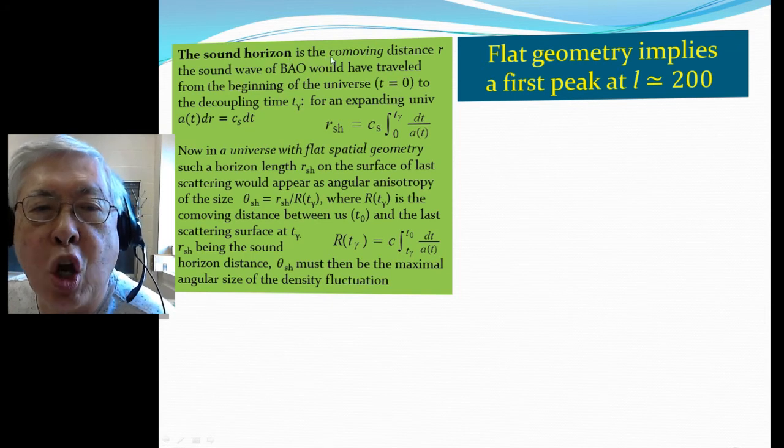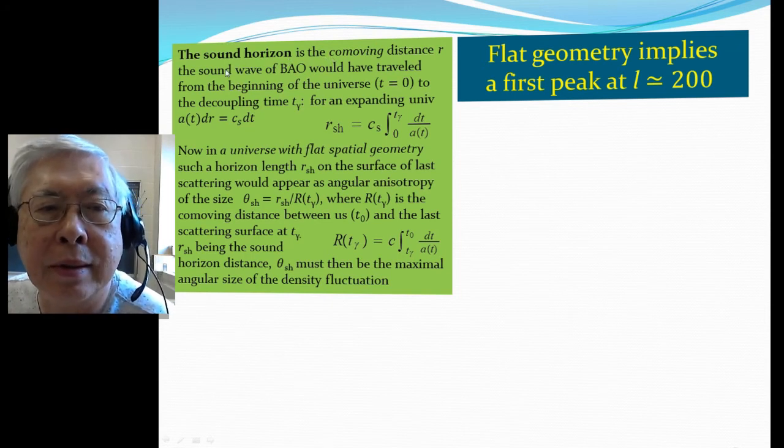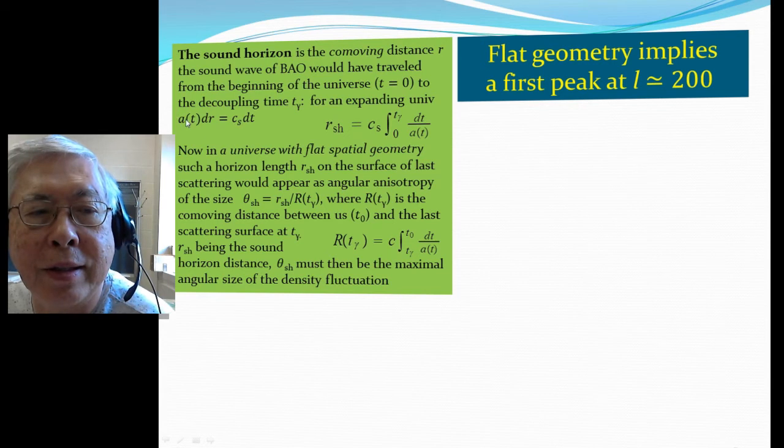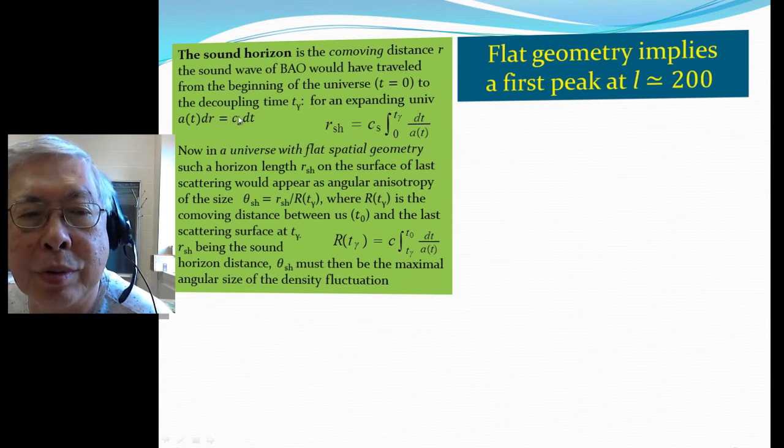the sound horizon, which is a co-moving distance r. The sound wave would have traveled from the beginning of the universe to the decoupling time. Since here we are in the co-moving frame, multiplying by the scale factor gives the proper distance, which in some sense you can parameterize as the sound wave speed times the time interval. Therefore, dividing by a on both sides and integrating r to get the sound horizon, and again we take the sound speed to be approximately constant, so dt over a.